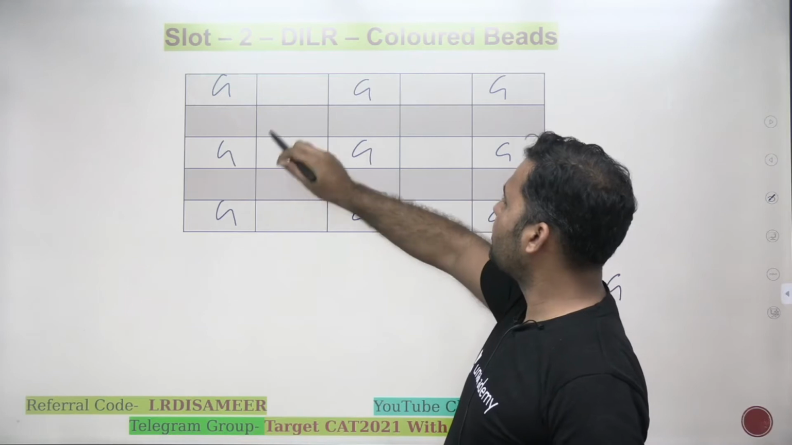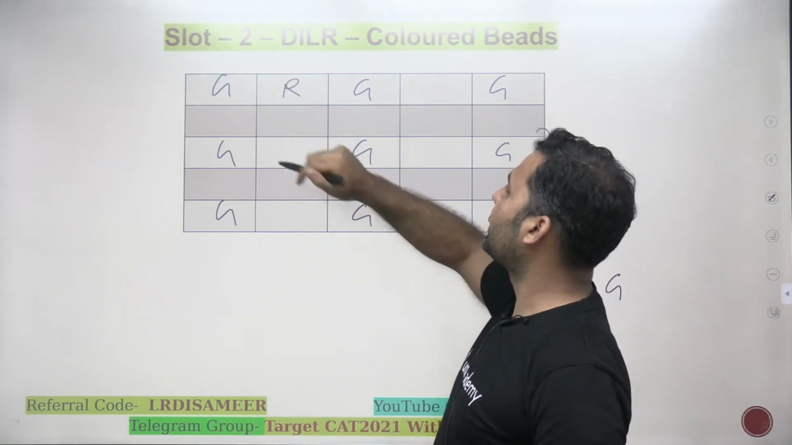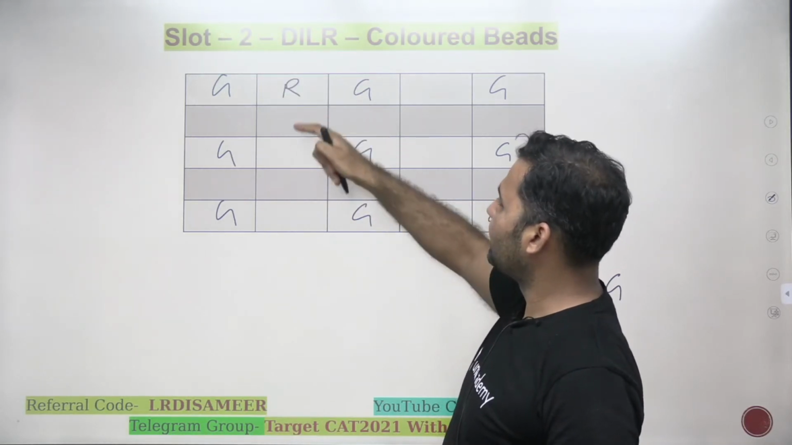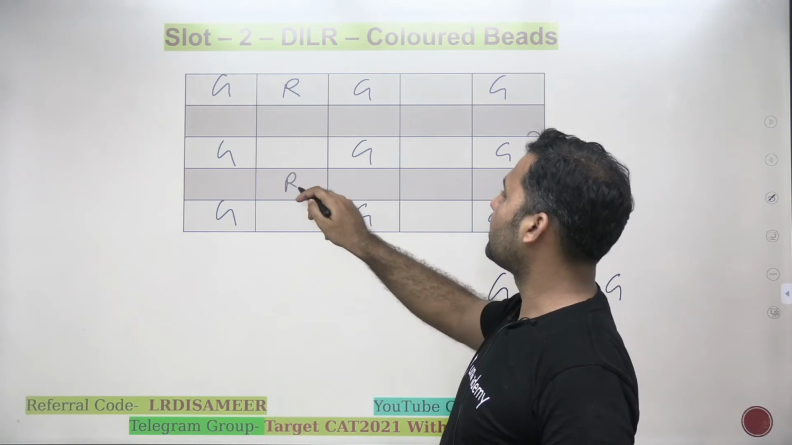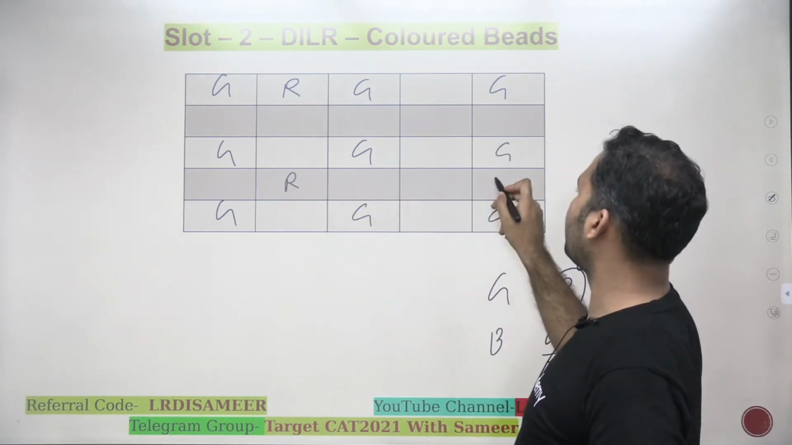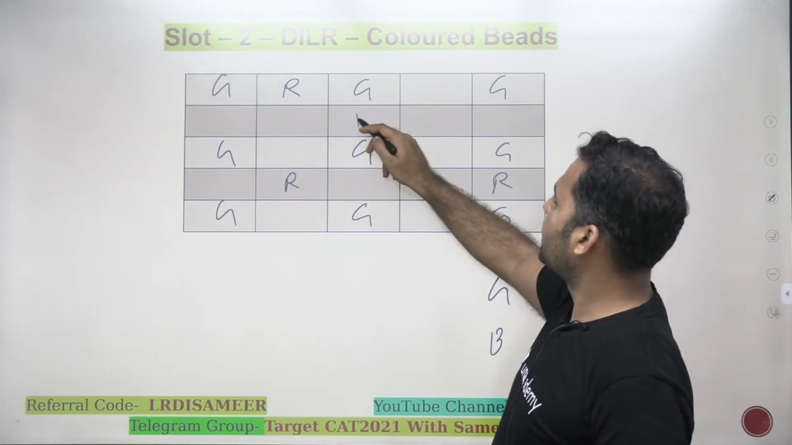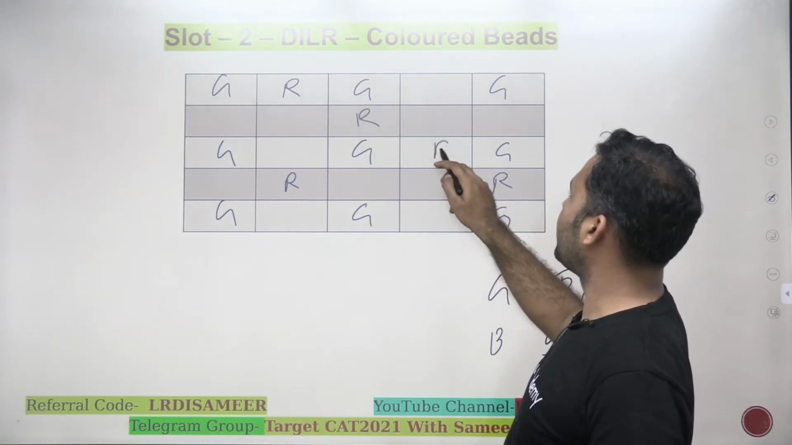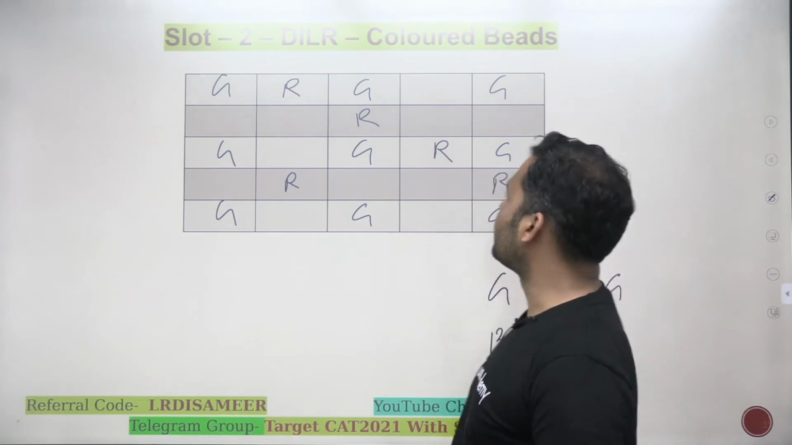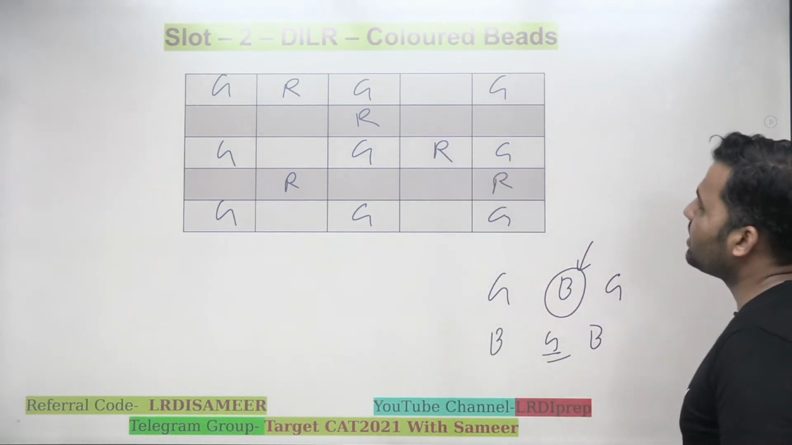Let's also try to use the maximum number of reds here. If I place red here, then the next red can come over here, and then the next red can come over here. Okay, can I place red here? Yes, I can place red here, right? All right, so this is the maximum number of times you can use a red.